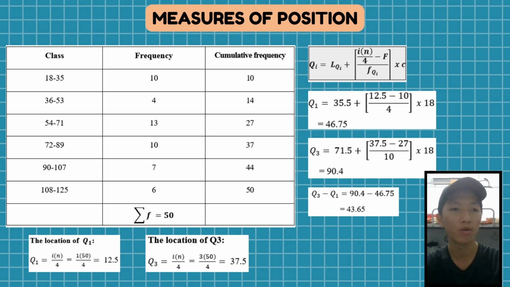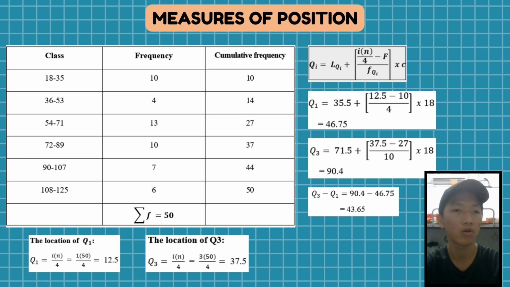First, we have to calculate the locations of Q1 and Q3. For Q1, the location is 12.5. By referring to the location of Q1 in the cumulative frequency column, the class interval is 36 to 53. For Q3, the location is 37.5. By referring to the location of Q3 in the cumulative frequency column, the class interval is 72 to 89.